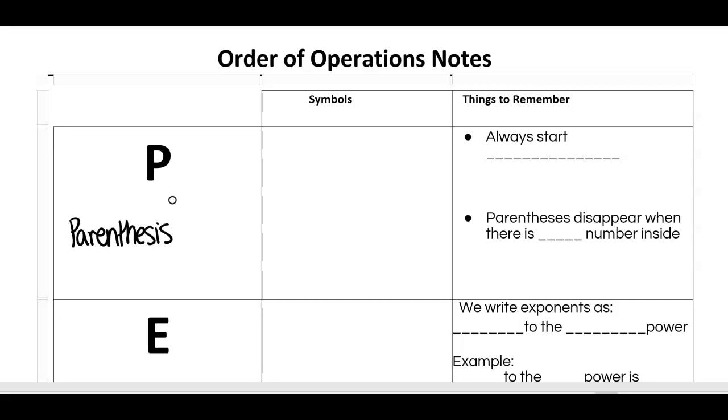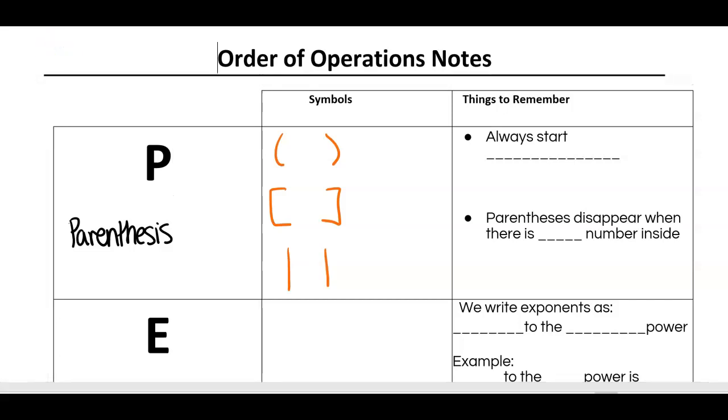And parentheses may look like a few different things. This is probably the most traditional way of viewing them. They may also look like brackets. And you may also see bars like this, which are called absolute value. We'll get into the details of what that means at a later time. So things to remember, you're always going to start evaluating inside the parentheses. And you no longer need the parentheses when there is only one number left inside.